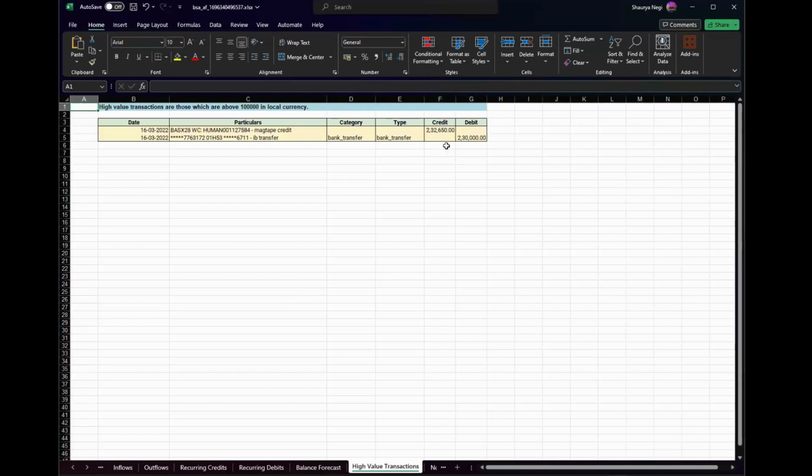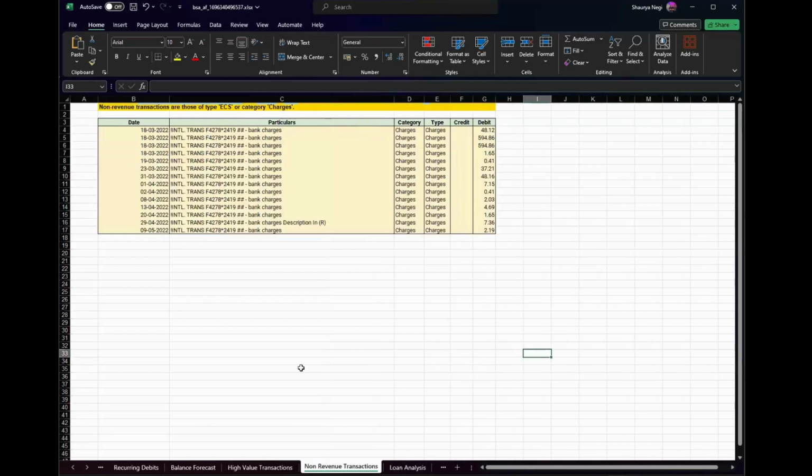So as you can see, two of the credit and debit transactions are more than 100,000 South African rand. These high value transactions are very important to find out, to see if any fraudulent transaction has happened, or if there is any outlier transaction which could affect a bank statement.